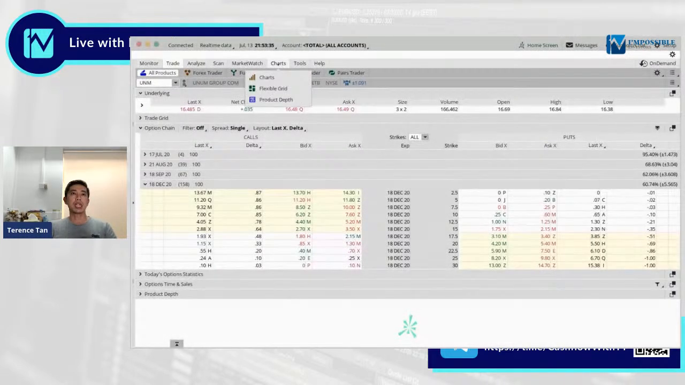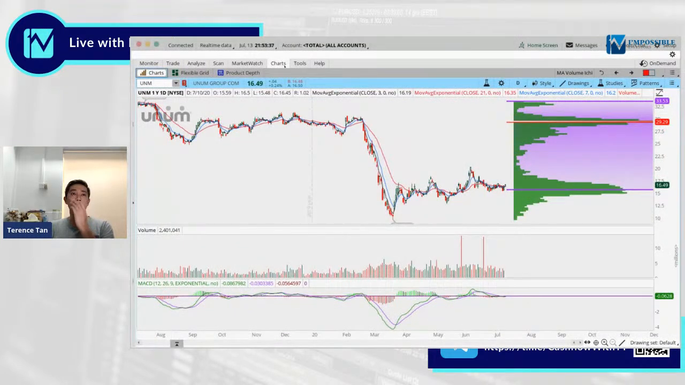Now let's look at Unum as a chart as a whole. If you see Unum now on my screen, what you will see is something very simple. Like I said, it was trading around $30, which is where its fair value is. It was a stock that was very stable, trading with a lot of stability.